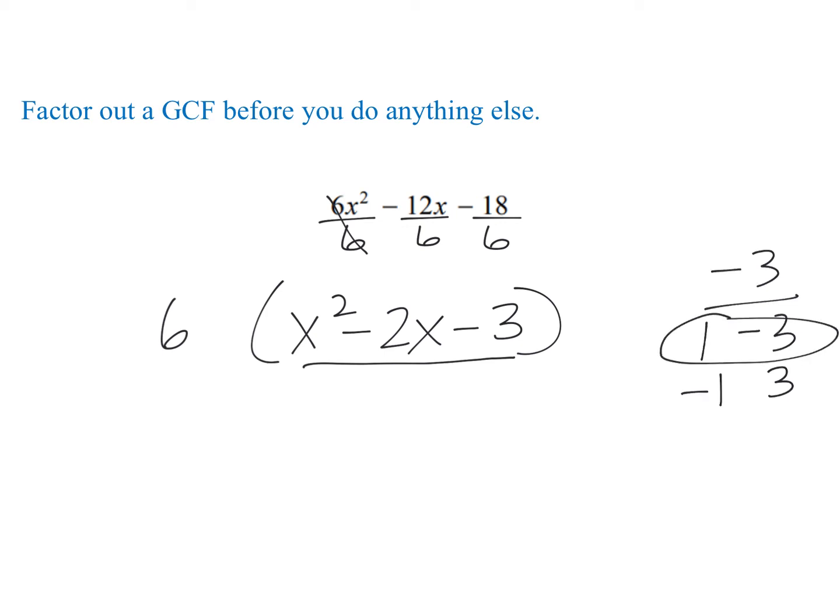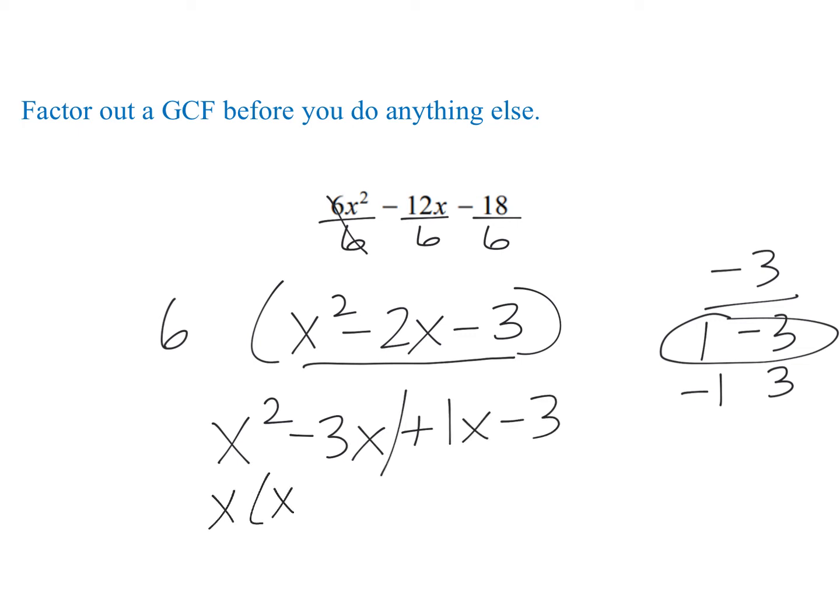This one right here. So I'm going to do an x squared minus 3x plus an x minus 3. Pull an x out, we have x minus 3. Pull a 1 out, x minus 3. And you will get x plus 1, and x minus 3.